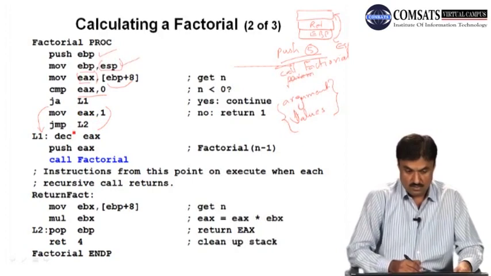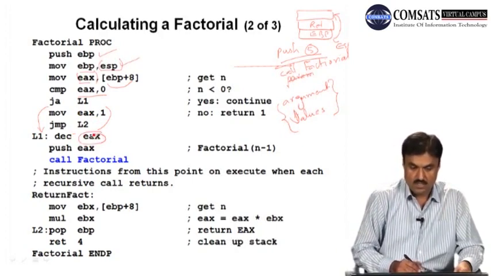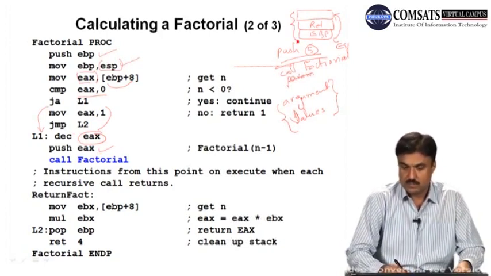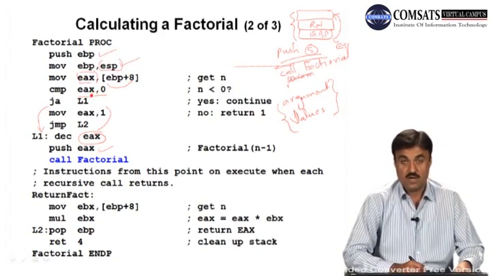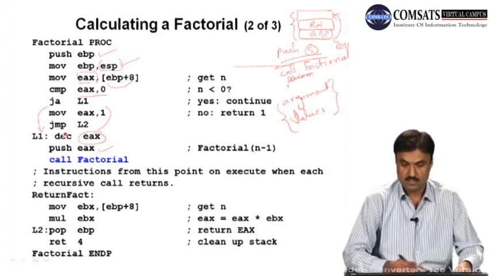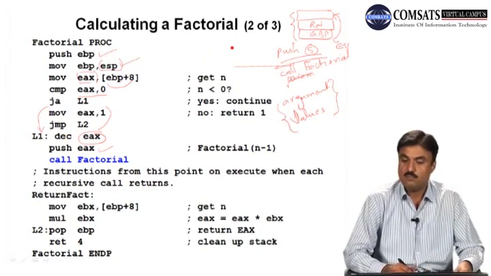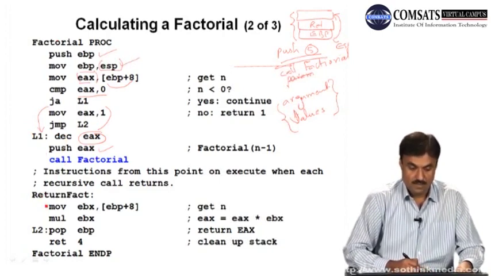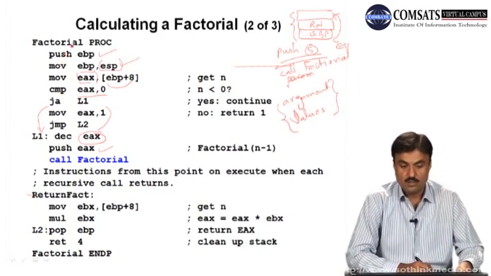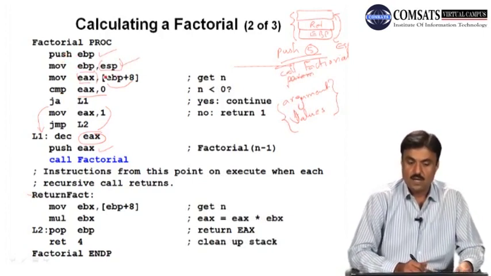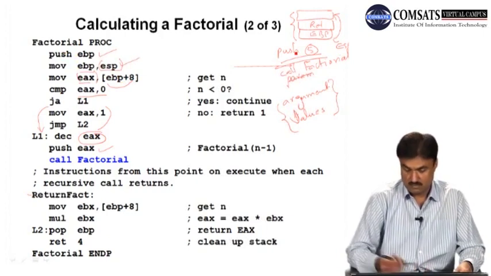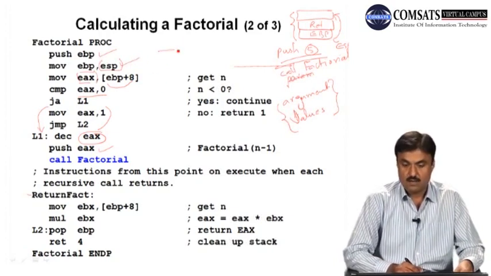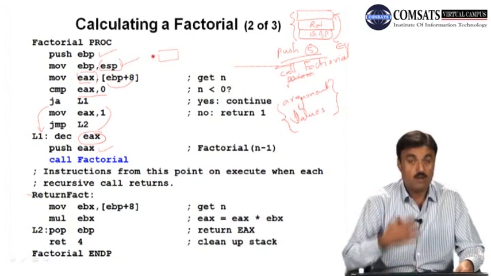So here we are going to decrement EAX and push EAX. At this point, definitely EAX is equal to 5, it is greater than 0. So we jump here, we decrement EAX and we push it inside the stack and we call factorial again. When we call factorial again, what will happen? It will again push all these parameters inside the stack and EBP will be pushed again. So I will show you the pictorial diagram. Again, all these parameters are being stored along with the previous parameters.